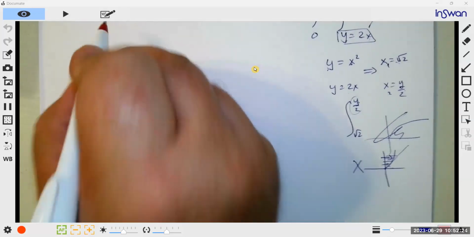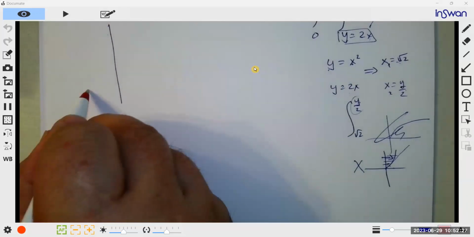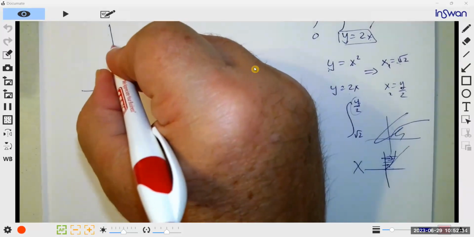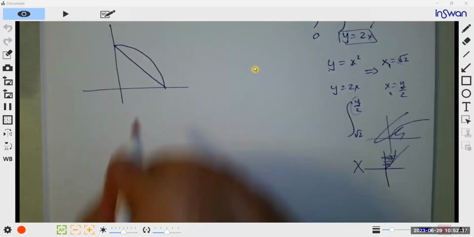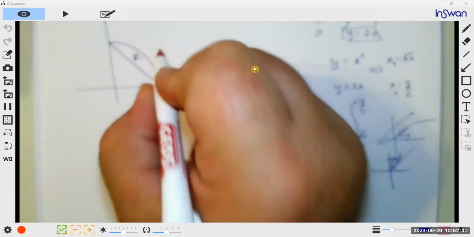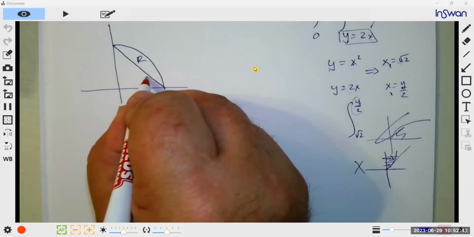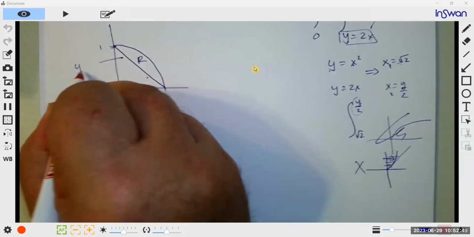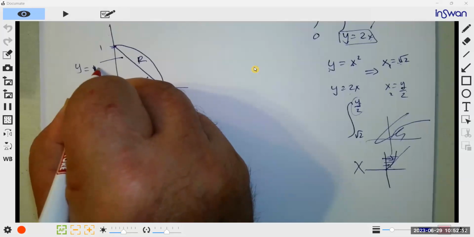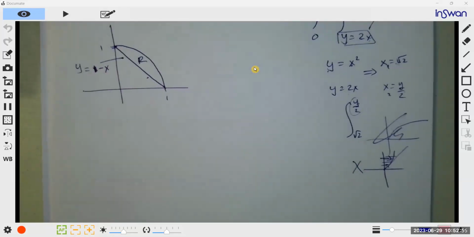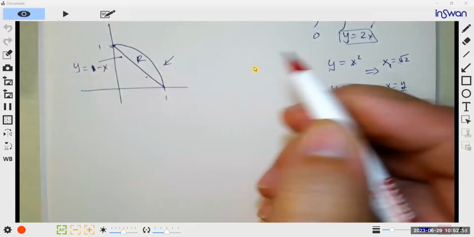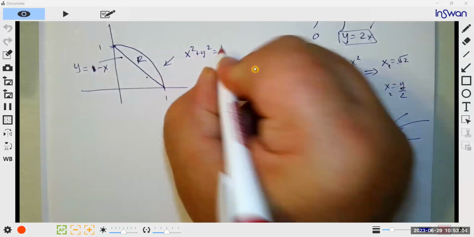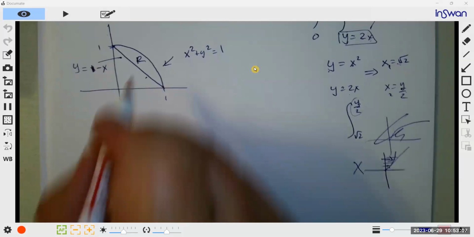Okay, let's look at this one then. Here we have, I'll give you the graph. This is the region we're looking at. This equation is one minus x. This equation is x squared plus y squared equals 1. It's part of a circle. I want to know what this area is.